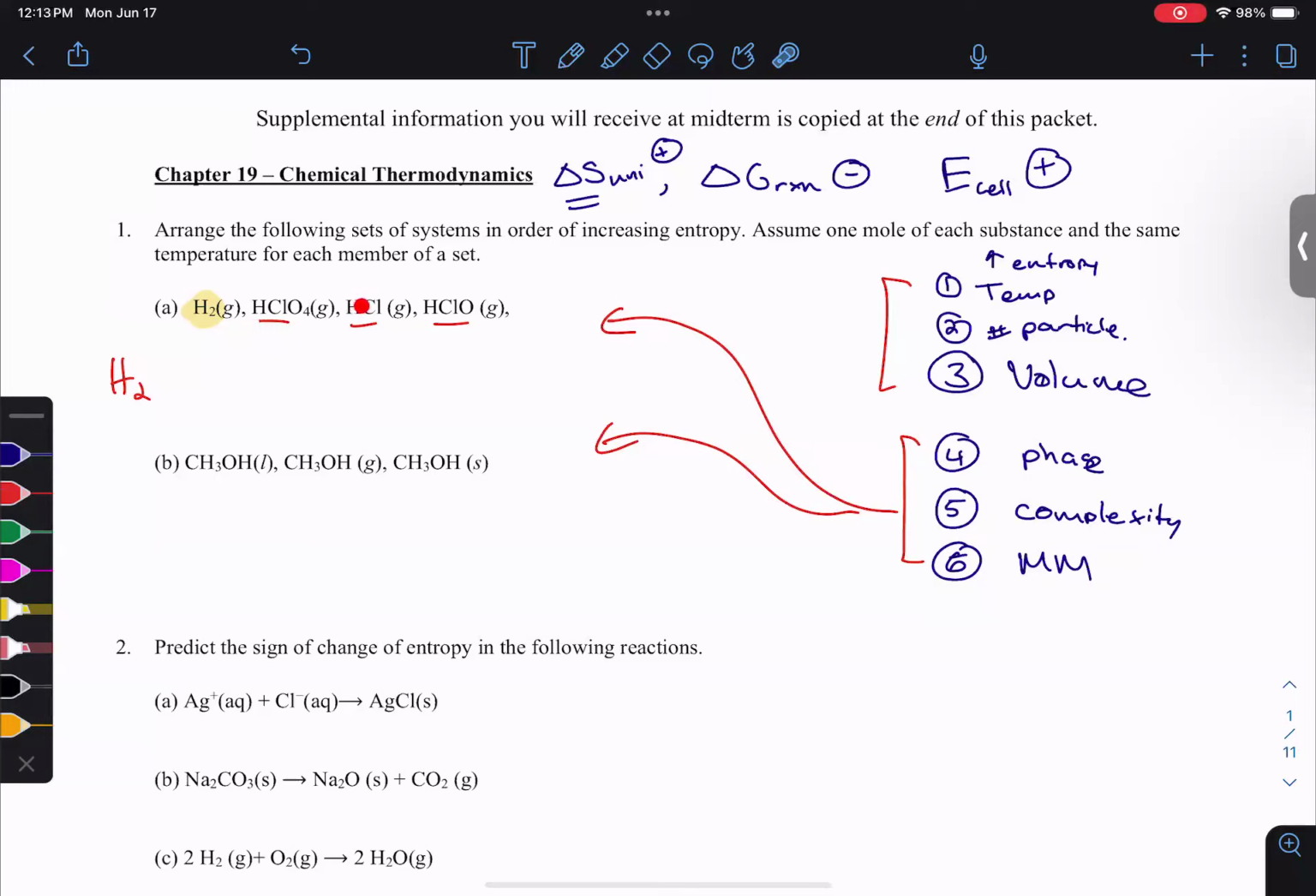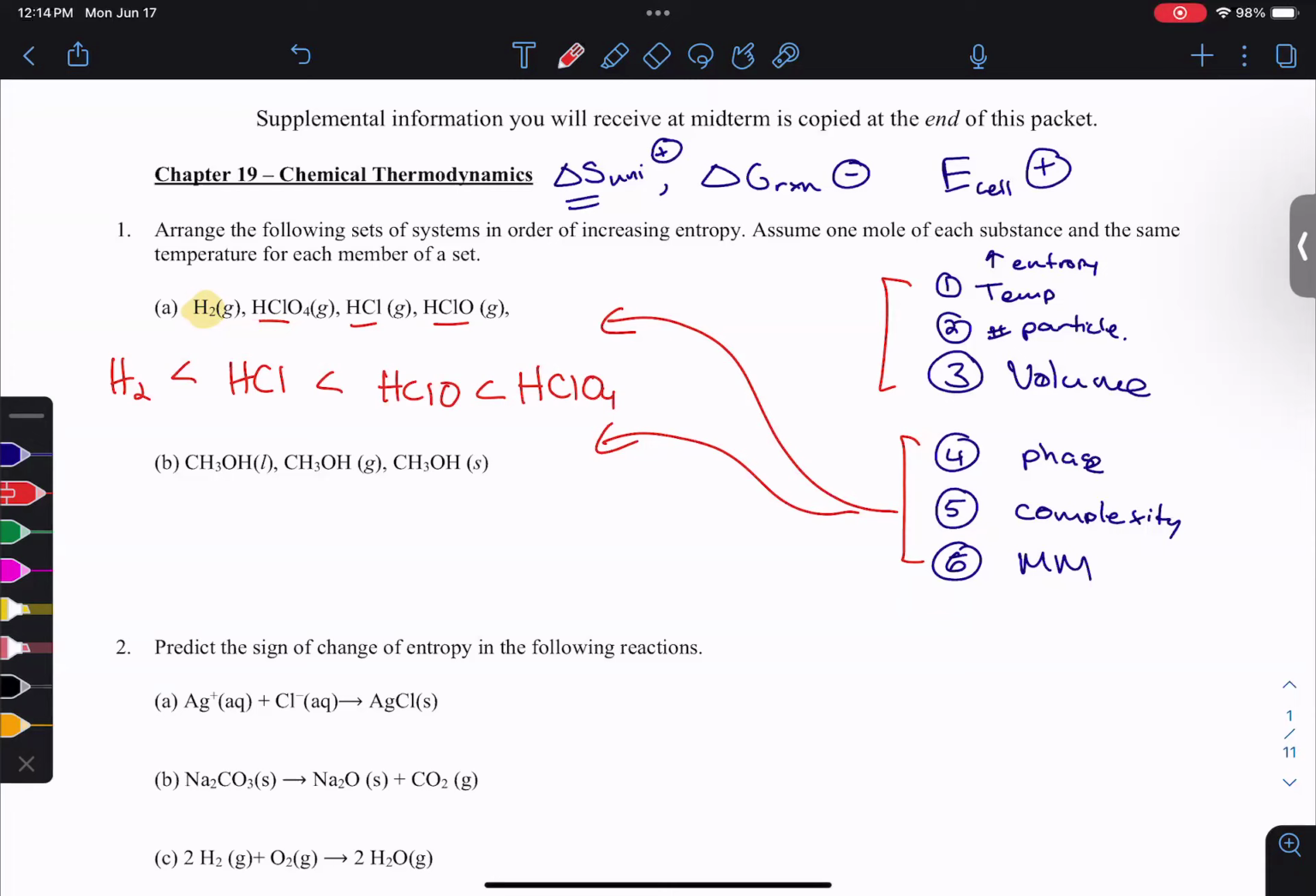Because if you notice here, HCl is just a molecule, so it's just kind of like bouncing like a spring. But HClO actually has 2 bonds, so it's going like this. And then HClO4 has a bunch of bonds on it. So that's definitely vibrating the most. So I believe the ordering should be H2, HCl, HClO, and then HClO4, right?